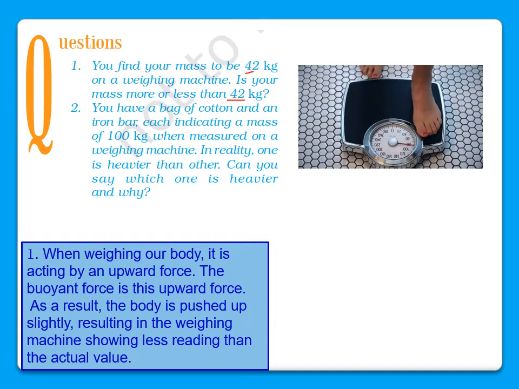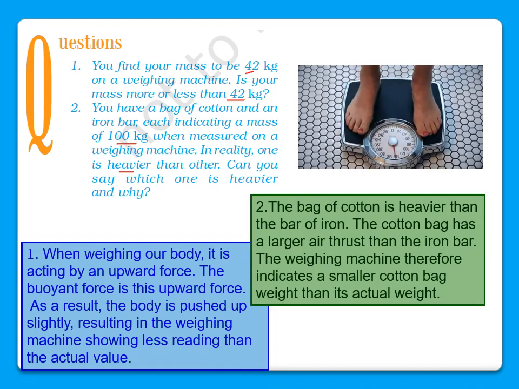Next question is, you have a bag of cotton and an iron bar, each indicating a mass of 100 kg when measured on a weighing machine. In reality, one is heavier than the other. Can you say which one is heavier and why? See, the bag of cotton is heavier than the bar of iron. The cotton bag has a larger air thrust than the iron bar. That is why the weighing machine indicates a smaller weight for the cotton bag than its actual weight.